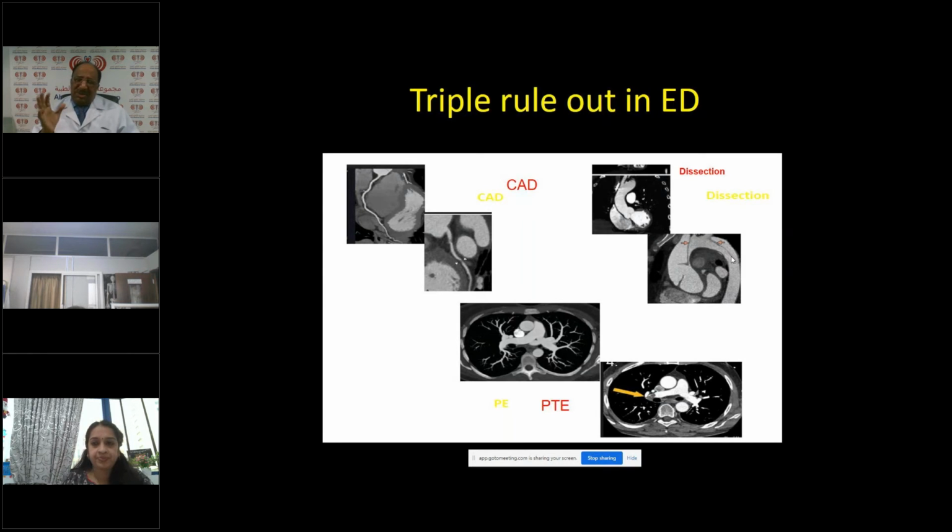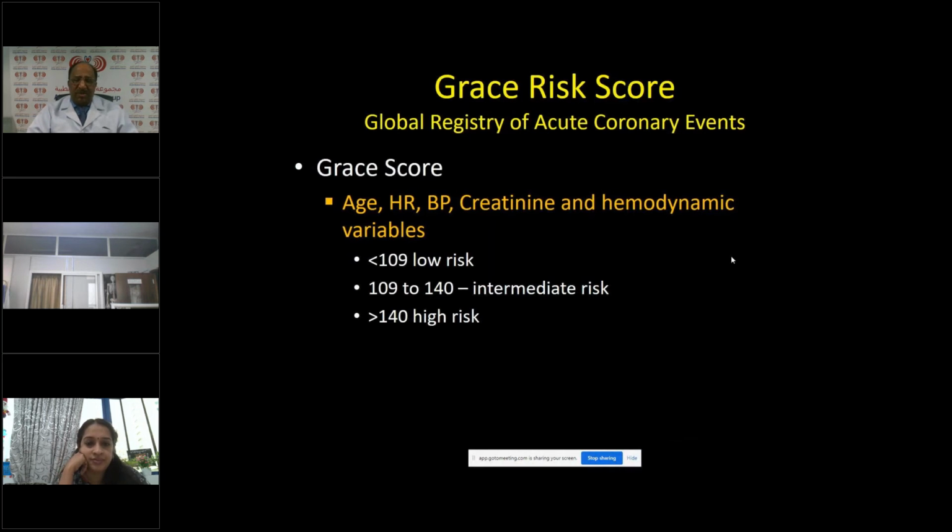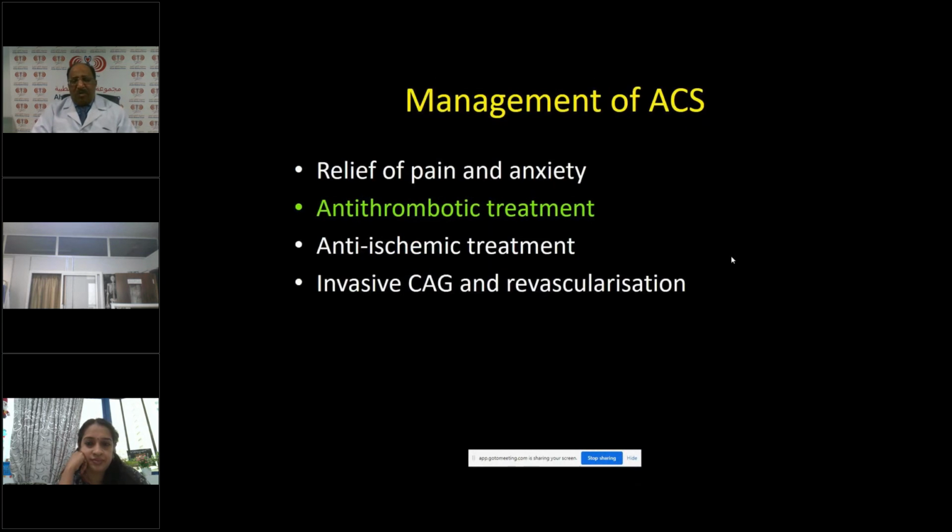But in an otherwise usual case, the ECG and troponin are enough. But if there is a doubt of a dissection or embolism, you must do a CT. Now, risk assessment, there are several scores like GRACE risk score, which are available on the internet. Now, coming to the management, the most important component in the management is antithrombotic treatment.